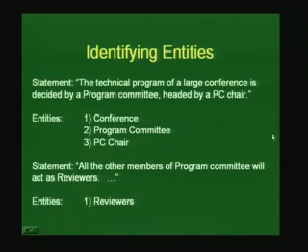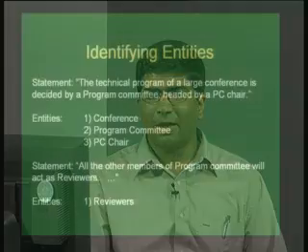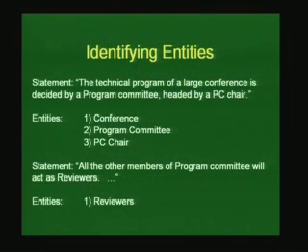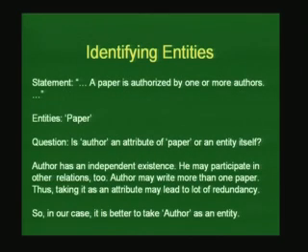So reading through each sentence, you can identify what could be potential entities in your system, right? Similarly, in a statement further down, all other members of the program committee will act as reviewers. So reviewers is another entity as soon as we find this. Similarly, a paper is authored by one or more authors. So a paper is an entity.